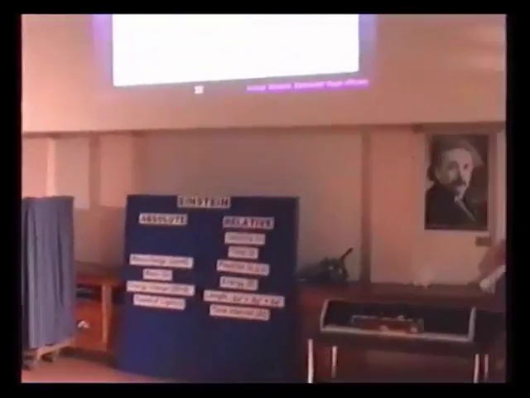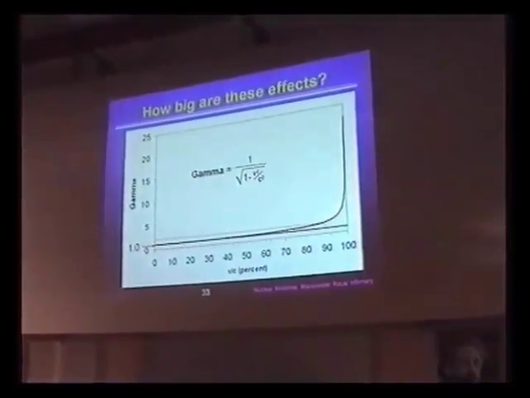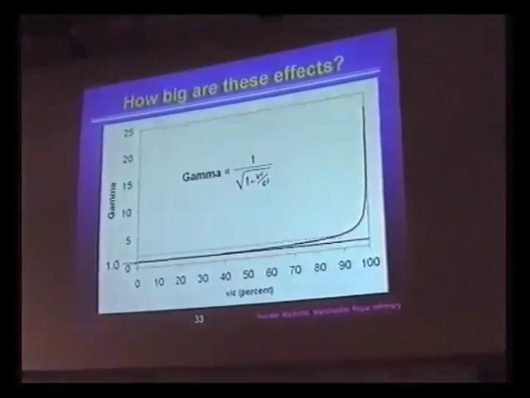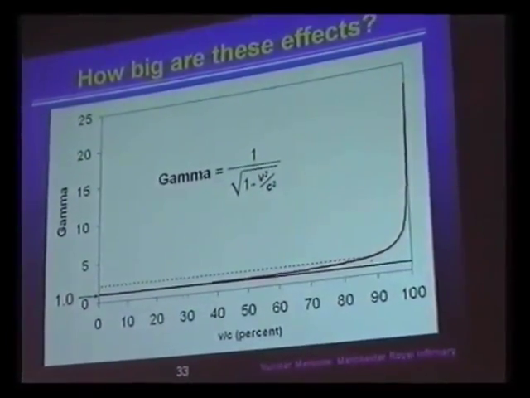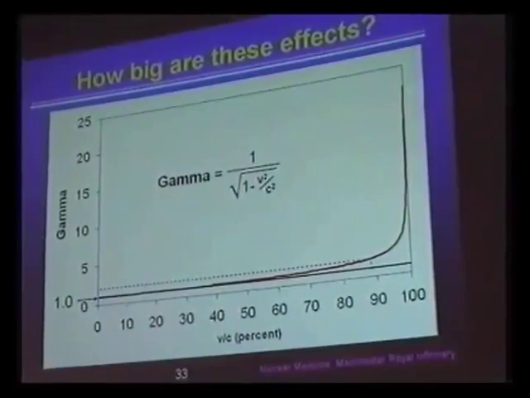This is a graph showing how big gamma is. Gamma, 1 over root 1 minus v squared over c squared, is the quantity that governs how big this effect is. And this is a graph of gamma as a function of v over c, the velocity as a percentage of the speed of light, c. So 100% here is the speed of light. And as you approach the speed of light, gamma becomes very large.